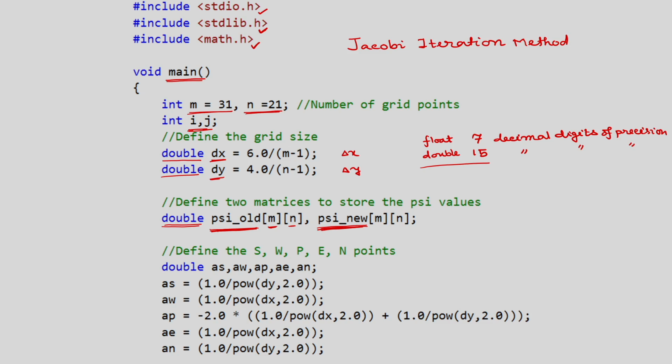Now you calculate all the coefficients. We have defined a s as 1 by delta y square, a w as 1 by delta x square. So that we have written. This is the power, delta x 2. a p is obviously minus 2 into 1 by delta x square plus 1 by delta y square. So a p we have written as minus 2 times 1 by delta x square plus 1 by delta y square. a e is similarly 1 by delta x square, and a n is 1 by delta y square. Here we have calculated all the coefficients, because these are constant and are not going to change while executing the code, since delta x and delta y are constant.